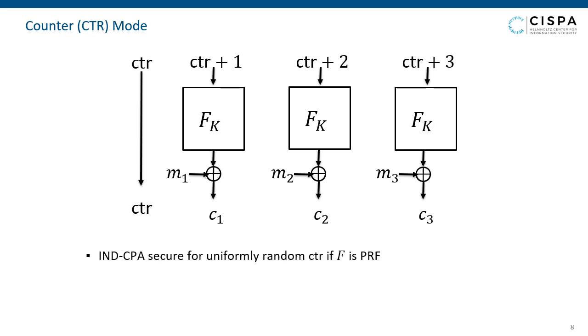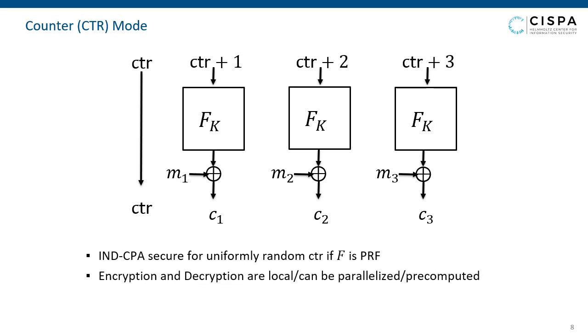This mode of operation can be shown to be CPA secure if the input counter is chosen uniformly at random and if F is a PRF. That means we don't need a way to invert FK. For this mode, both encryption and decryption are local and can be both parallelized and pre-computed. That means, in a way, in terms of efficiency, this mode of operation combines all the advantages of the other modes of operation that we've seen.